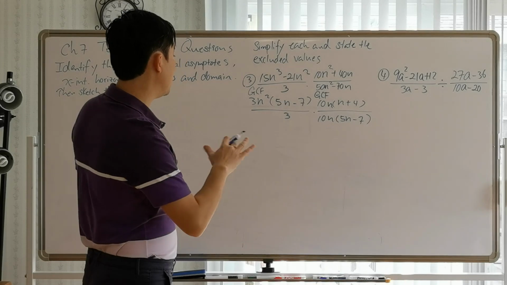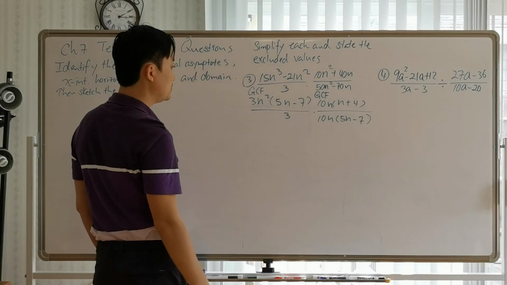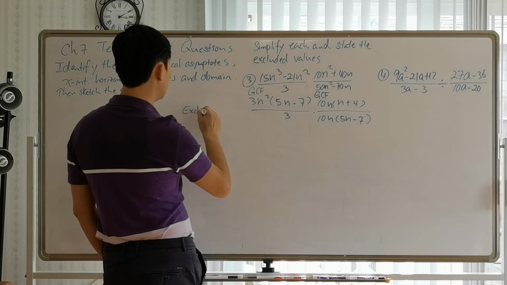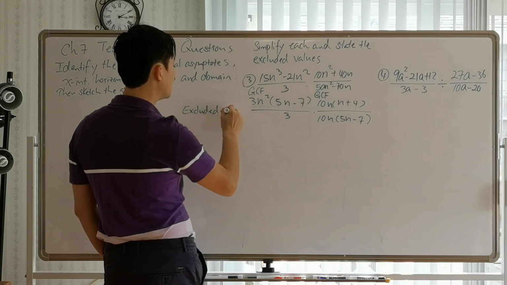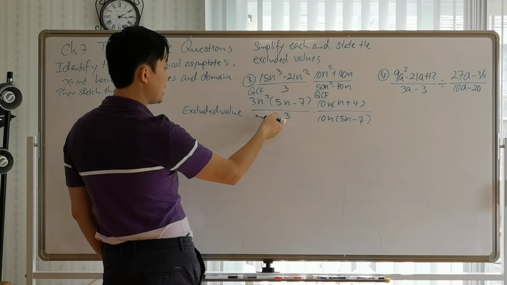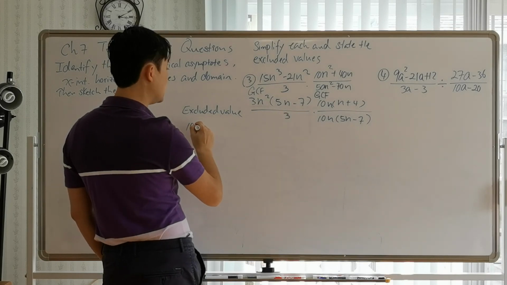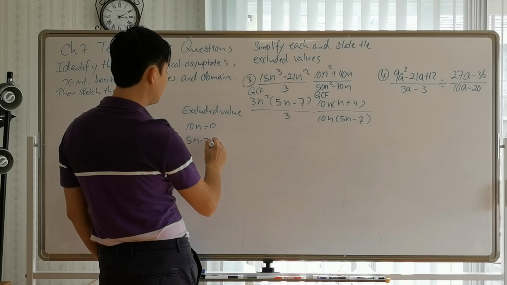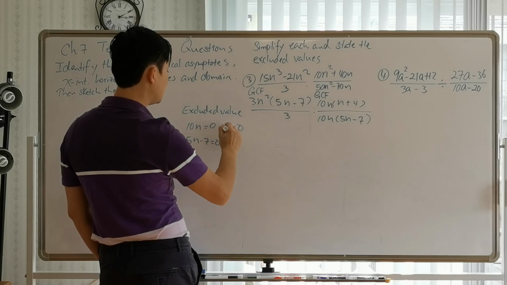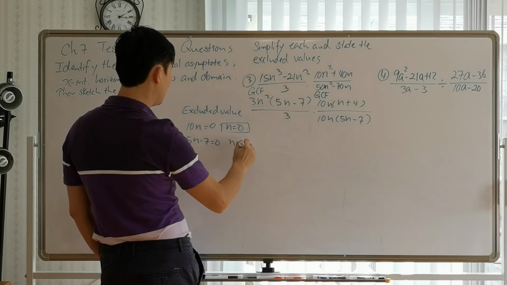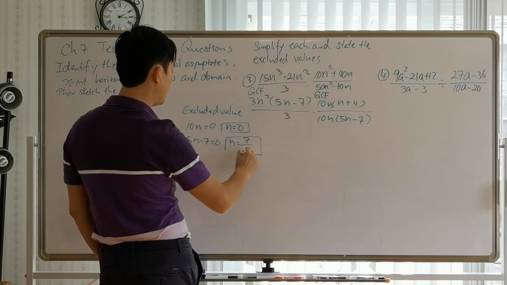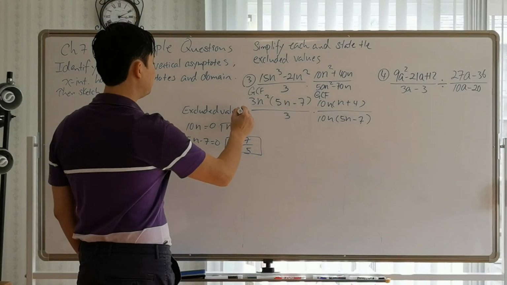Now before you cross out anything here, you want to find the excluded values. The excluded values means we want to set the denominator equal to 0. Well, 3 obviously cannot be 0, so the only things that can be 0 are 10n and 5n minus 7. So that means n equals 0, and then n equals 7 over 5. So we do have 2 excluded values.